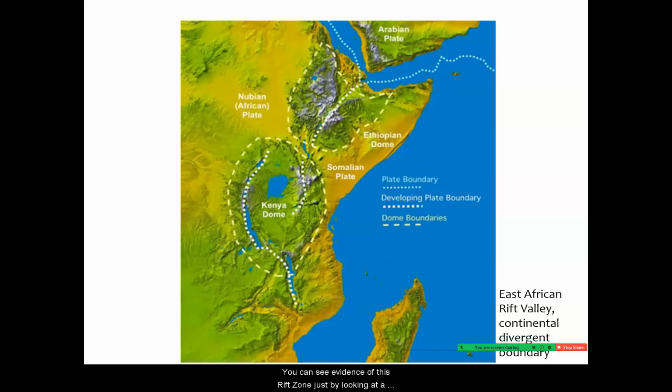You can see evidence of this rift zone just by looking at a satellite image or a map of the African continent, where a lot of these rifts have been filled in by long, linear lakes, or in some cases, rivers. And it seems like some mountain ranges are being split by this rift forming.